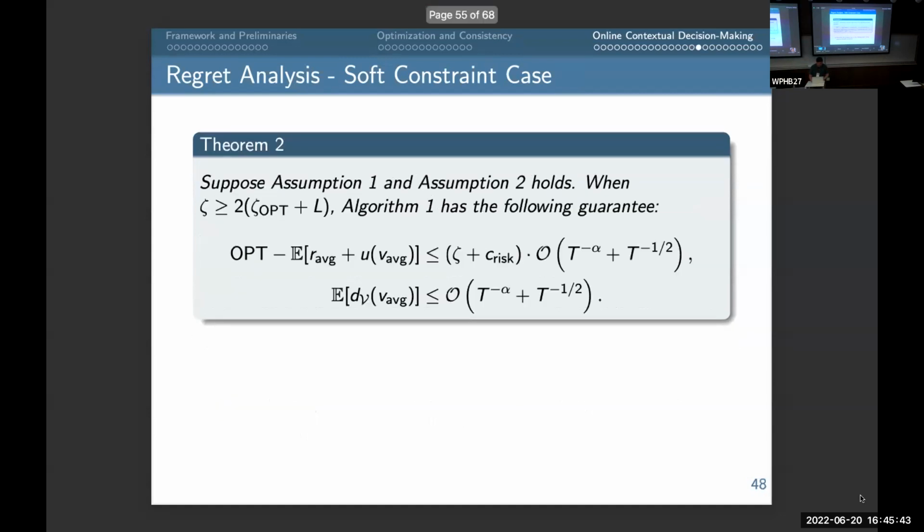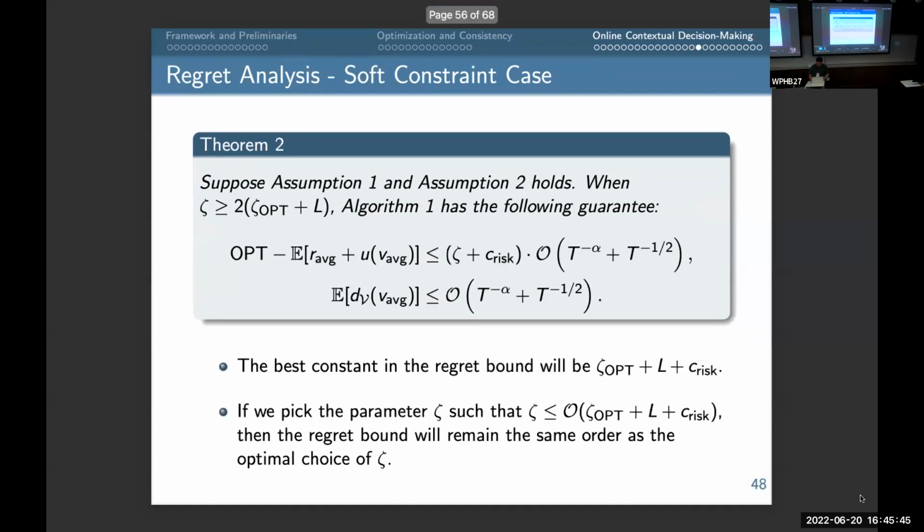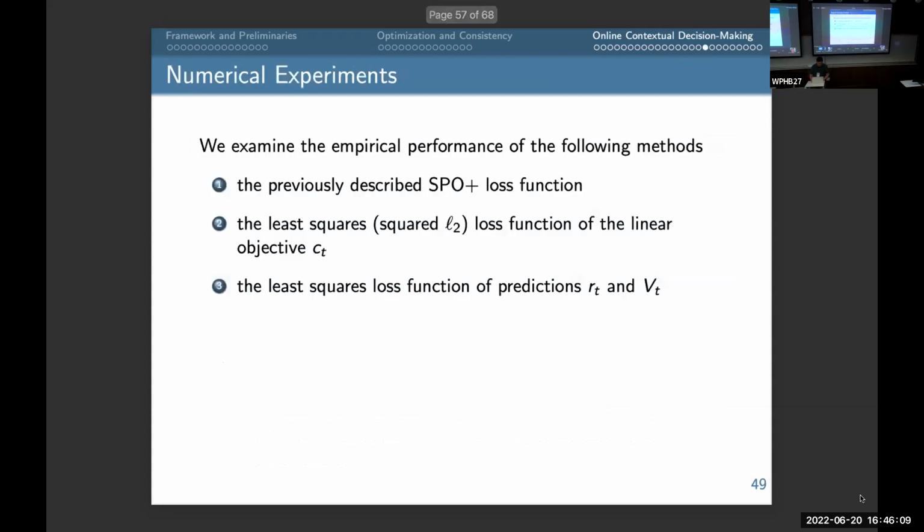And so under that assumption, in the soft constraint case, we prove first a bound which is similar to the bound from before, a similar bound on the regret or the suboptimality, which depends on these two things, as well as a bound on the expected distance to infeasibility, which is again O of t to the minus alpha plus t to the minus 1/2. Okay, let me show some numerical results to conclude.